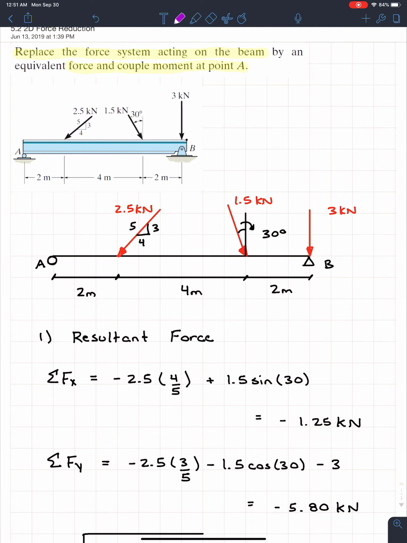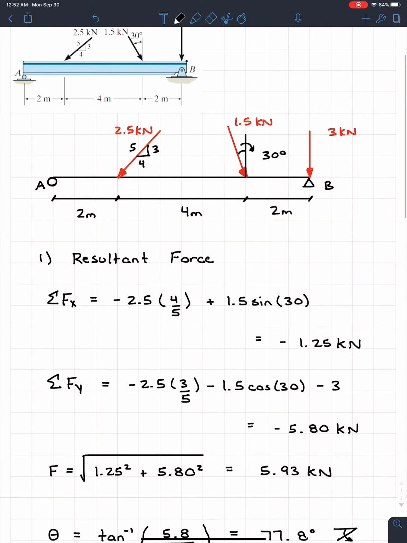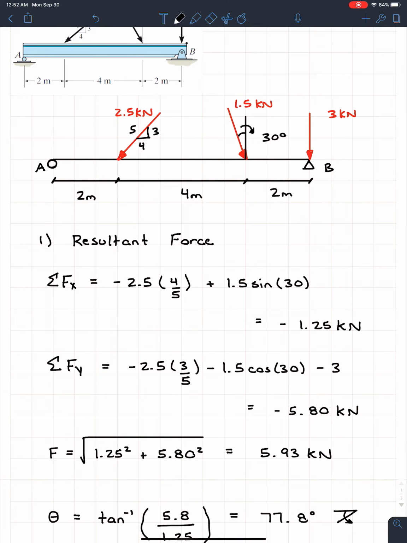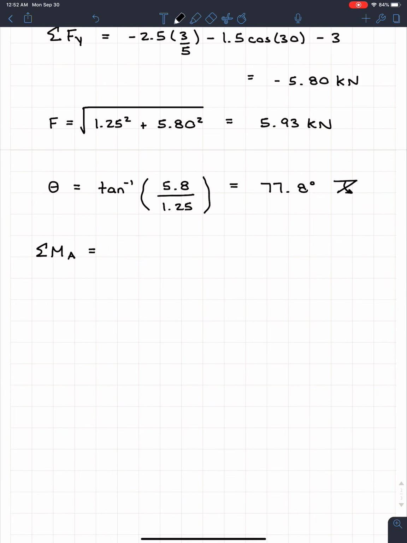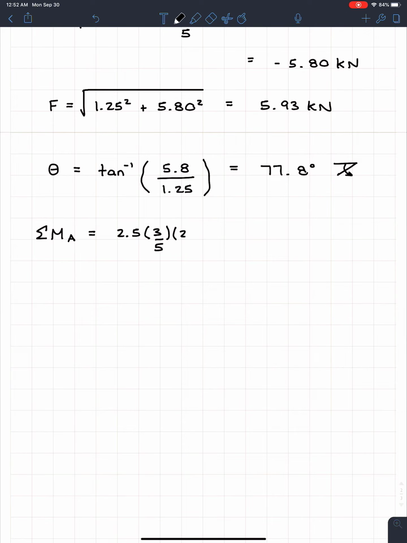So the only thing we have to worry about in this case is the moments caused by the vertical forces. We're just going to go left to right. The first one we have is the 2.5 kilonewtons. So 2.5, and we know that its vertical component is 3/5, so we're going to multiply by 3/5. And we have to find a moment arm for this, that perpendicular distance, and we can see that that's going to be 2 meters. So we're just going to put a 2 here.